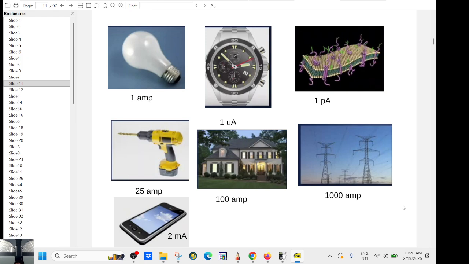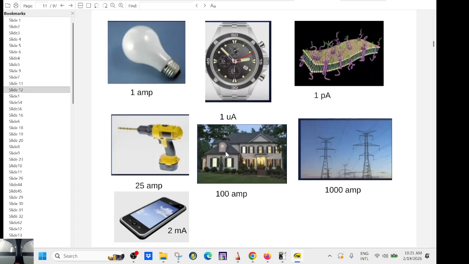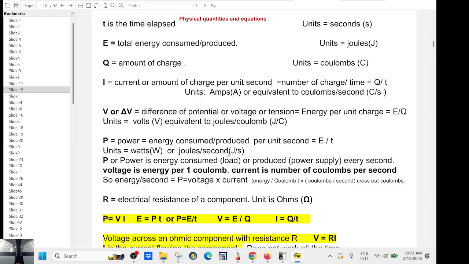Okay, some typical currents. See, current kills. It's not so much the voltage, it's the current. Okay, so the equations that we're going to use: time will be in seconds, so if you see minutes, you have to convert to seconds. Energy will be in joules. Charge will be in coulombs. Current will be the amount of coulombs per second, so Q over T. Voltage is a property of 2 points, so it's a drop. Voltage is a drop. Think of it as a drop. It's going to be joules per coulomb.